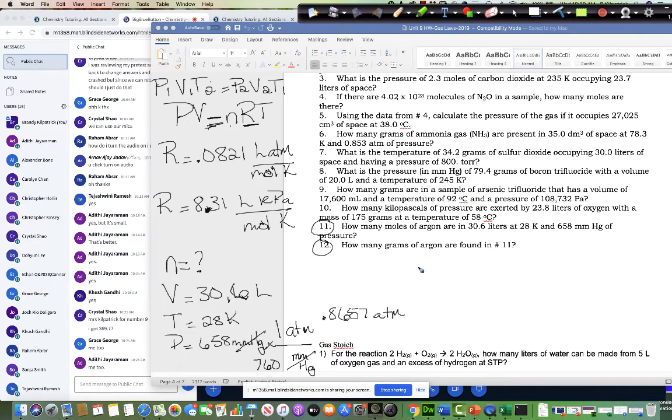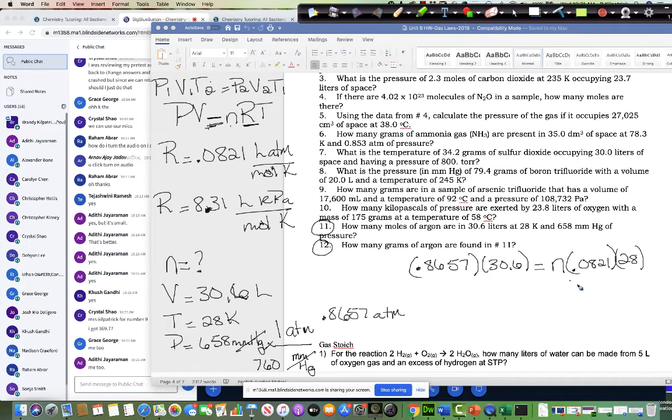So pressure is going to be 0.8657 multiplied by my volume of 30.6, and that's equal to n, which we're looking for, multiplied by my gas law constant, multiplied by my temperature, which was 28. Okay, so 0.0821 times 28, we're going to get 2.29.